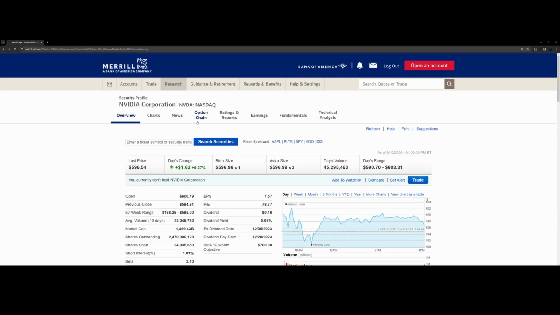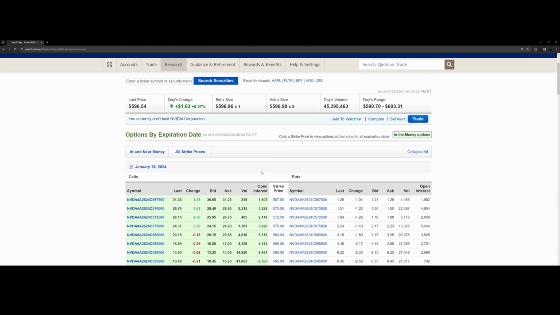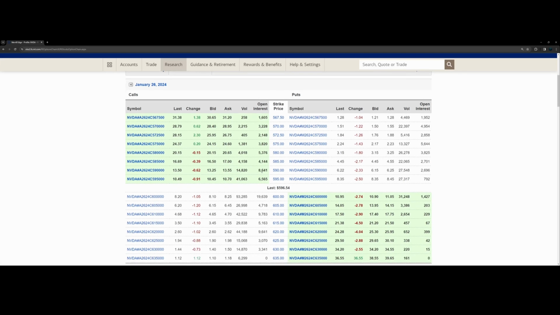Once we're on this page, I'm going to click on the option chain. Once we're on this page, you can scroll down and look at the option chain. This might be a little overwhelming if you're looking at this chain for the very first time.